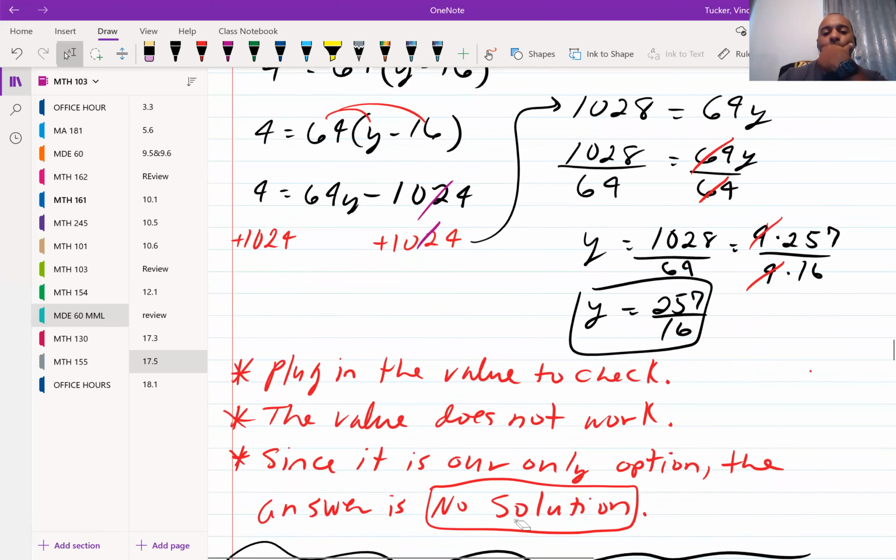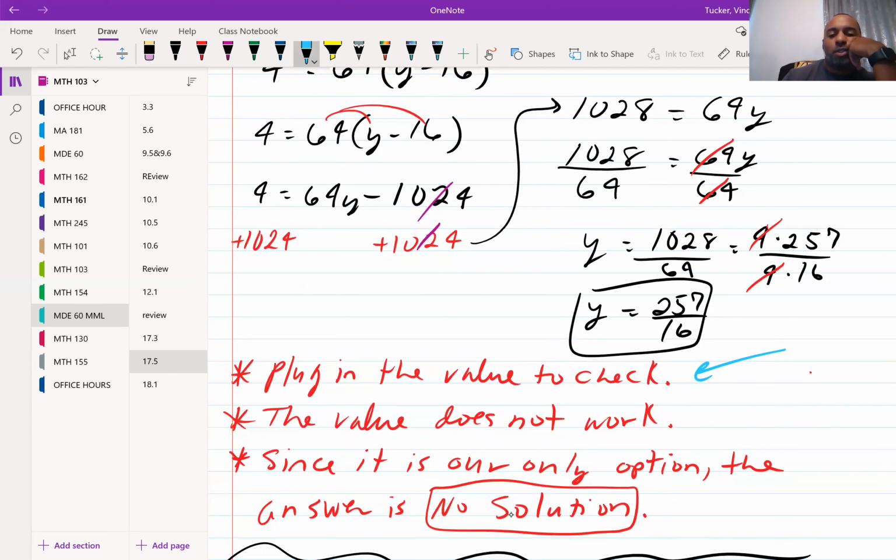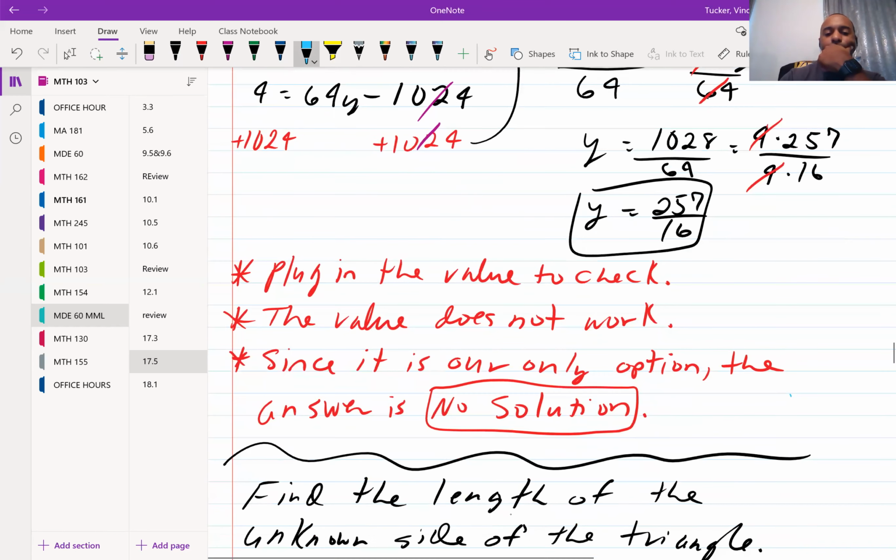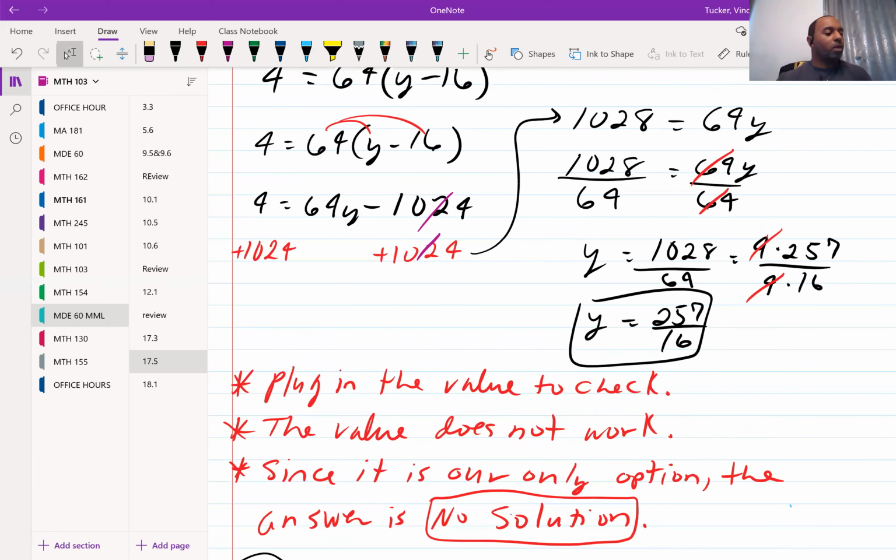All right, so we always check. When you plug the value in to check, the value will not work for you. We had done enough checking, I was just going through the process. That's why I didn't go through this one. But yeah, when you plug the value in, it will not work for you. And since it is our only option as an answer, that means our answer is going to be no solution. Got one more scenario to show you, and then we'll be done.